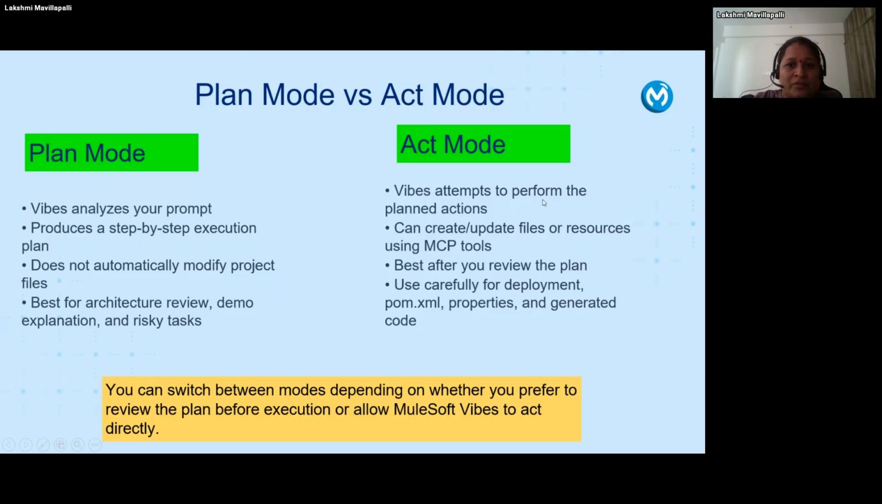So Vibes will attempt to perform the planned action, and it will create or update files or resources by using the MCP tools. Here the MCP tools will help you. I'll show you those MCP tools also. You need to review the plan once, then switch to the act mode to implement it. It will work on deployment, pom.xml file properties and code, everything, whenever you are in the act mode.